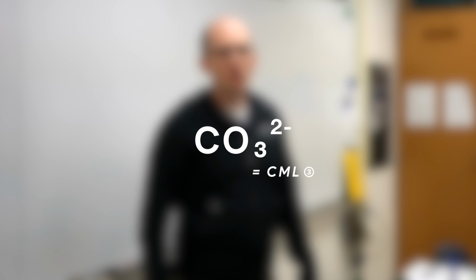As another example, if we take the word camel, camel starts with a C. If we put a capital C and follow it up with an O, we would give the O the subscript 3 to show the 3 consonants in the word camel. The charge would be 2 minus because of the 2 vowels. In this case, you get the formula CO3 2 minus. This is the formula for carbonate.